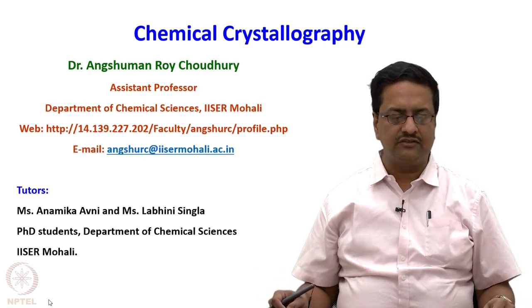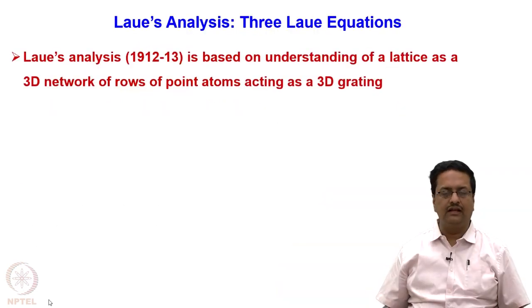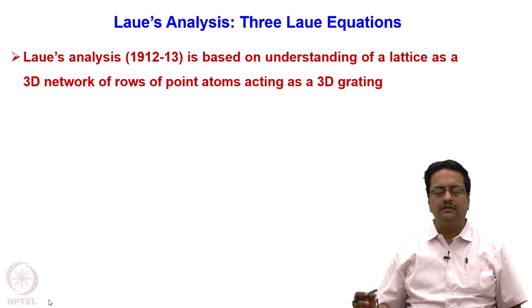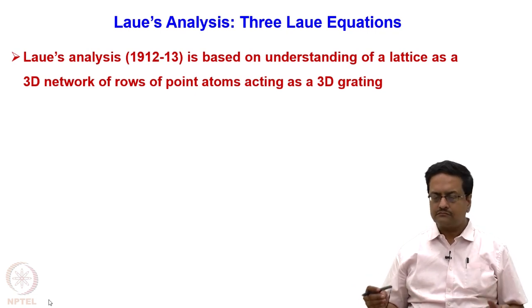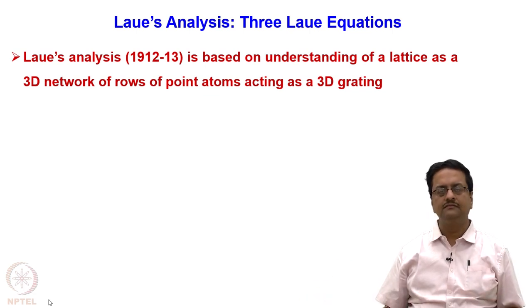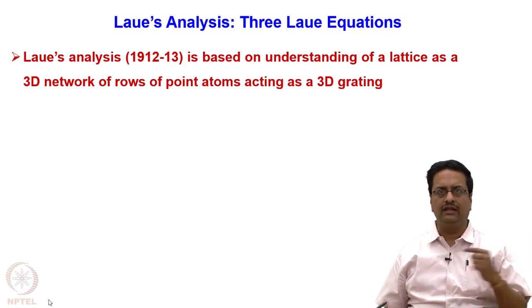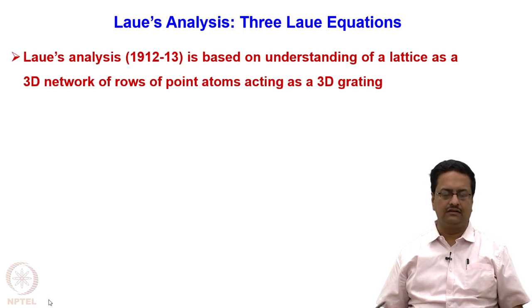and we will again go back to Laue's experiment and Laue's understanding of X-ray diffraction, and then how Bragg's understanding improved the concept of X-ray diffraction. In about 1912-1913, Laue's analysis was based on the understanding of a lattice as a three-dimensional network of rows of atoms acting as a three-dimensional grating. So, he considered that each one of these atoms arranged in a specific row along x, y and z, each of them diffract X-rays in the same way, and he derived a few equations explaining those X-ray diffraction coming out of those rows of elements or atoms, which he assumed to form a three-dimensional grating.